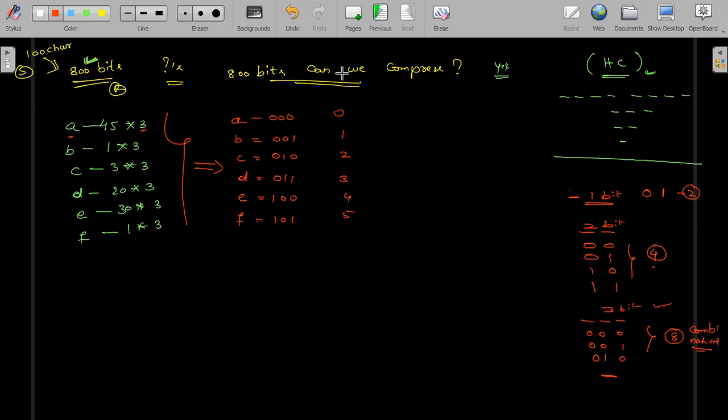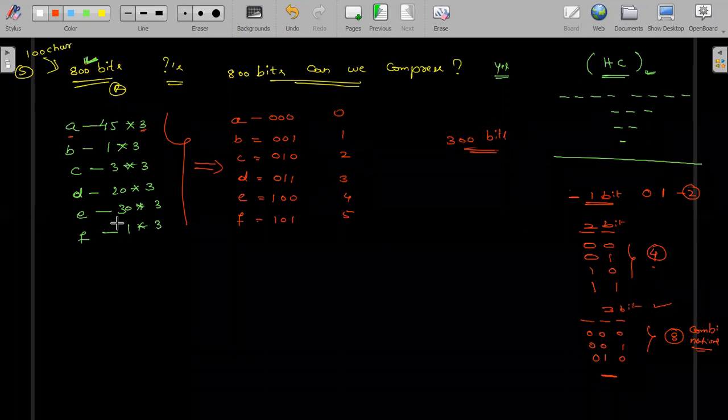Now you people agree? Now you people are okay. This is a very important concept. So if you are able to understand, okay, now if you calculate this one, it will reduce to 300 bits. Calculate this one, you are going to get 300 bits here.